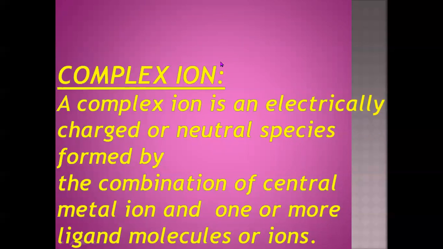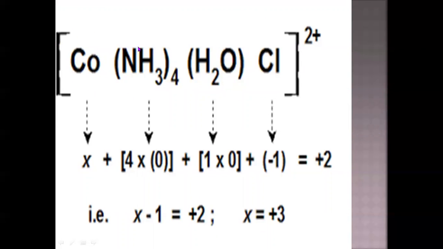So the complex ion is an electrically charged or neutral species. Sometimes it will be neutral or sometimes electrically charged. Now, when we say electrically charged, the charge can be either positive or negative. So there are three possibilities. One is negatively charged, that is the anionic form, or positively charged, that is the complex ion in cationic form, or if it has no charge, it will be a neutral species. So there are three types of complex ions. Now, what is that? Actually, it is a combination of a central metal ion and one or more ligand molecules. Central metal ion and one or more, meaning here three ligand molecules are there.